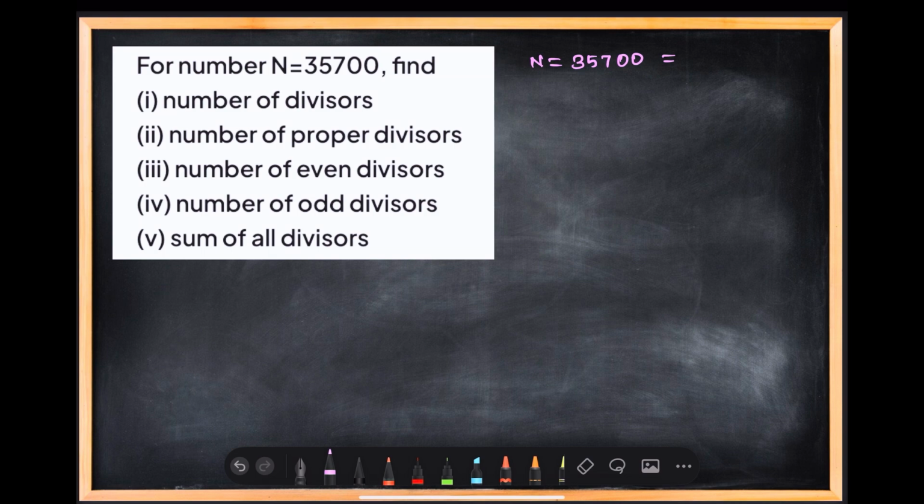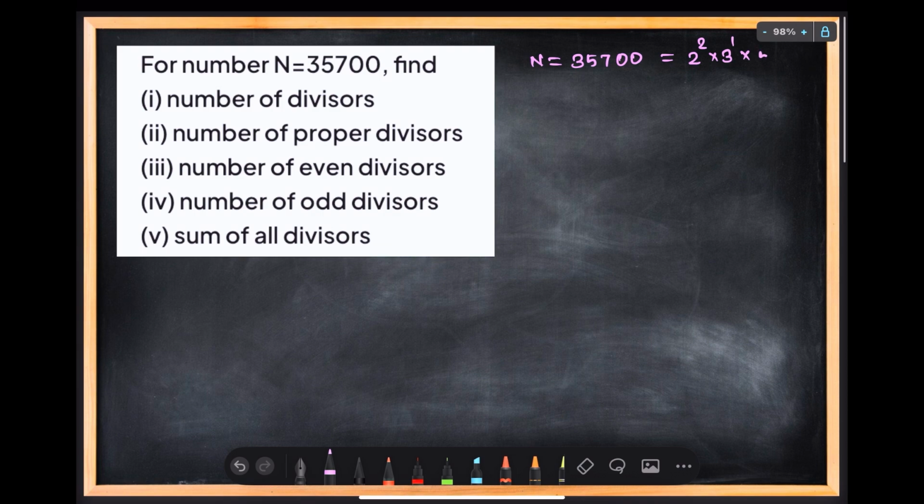If you do the prime factorization of this number, you will have 2 power 2, 3 power 1, 5 power 2, 7, 17. Suppose that this is the divisor D, which has 2 power A, since there are so many numbers, then 3 power B, then 5 power C, then 7 power D, then 17 power E.